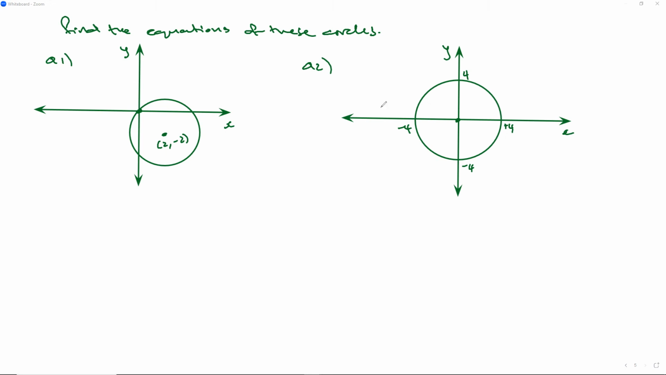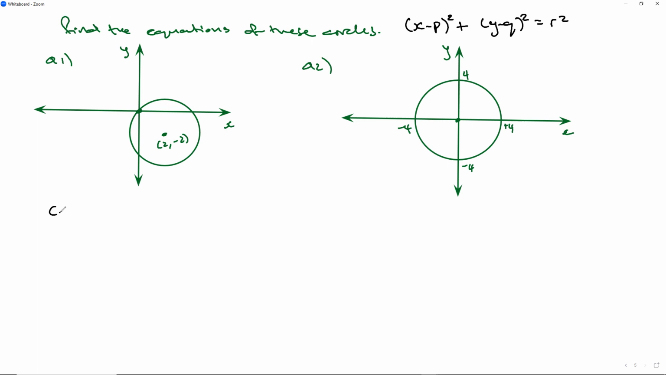All right, so we want to find the equation of the following circles. We're given the coordinate over here to be 2, -2. So let's write down what the equation would be using the parameters. So (x - p)² + (y - q)² = r².